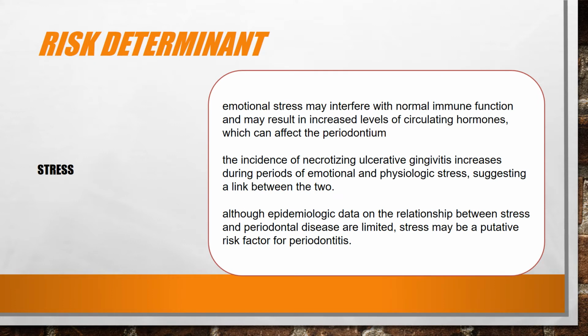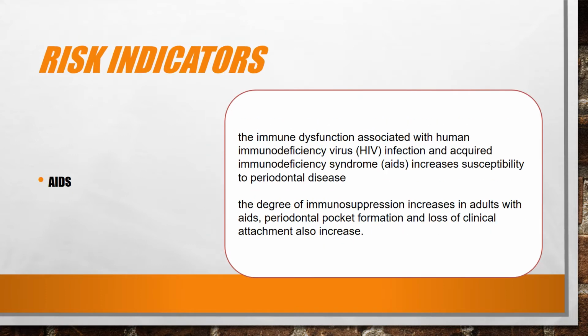Then comes stress. Emotional stress may interfere with normal immune function and may result in increased levels of circulating hormones which can affect the periodontium. That is, compromised immune function could increase the susceptibility to periodontitis. For example, the incidence of necrotizing ulcerative gingivitis increases during periods of emotional and psychological stress, suggesting a link between the two. Although the epidemiological data on the relationship between stress and periodontal disease are limited, stress may be a putative risk factor for periodontitis.